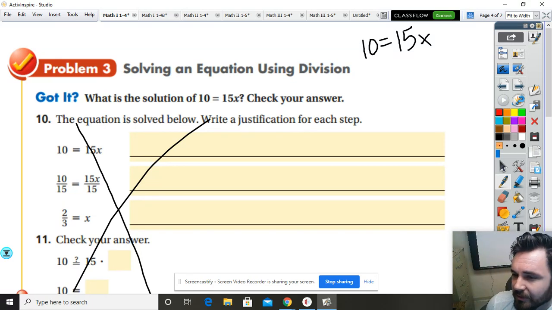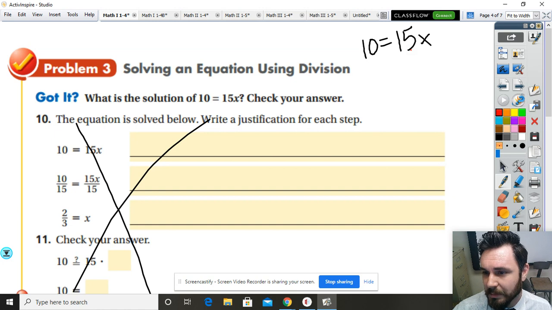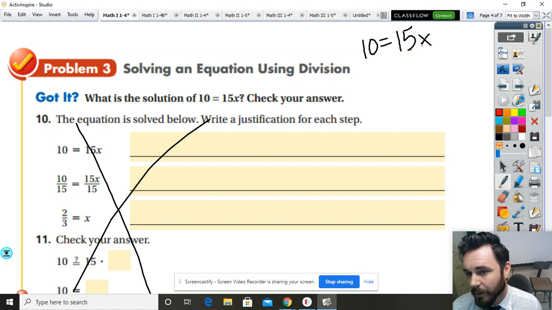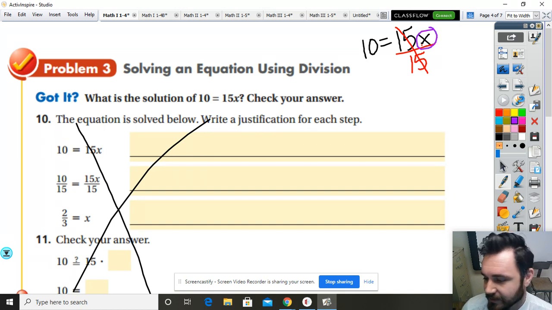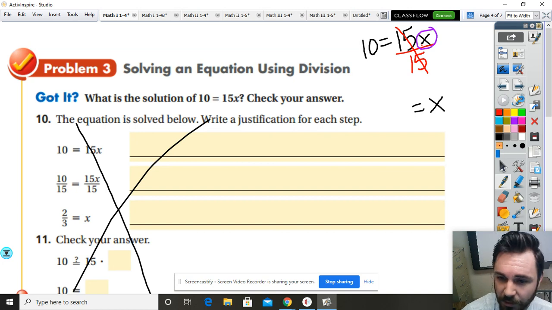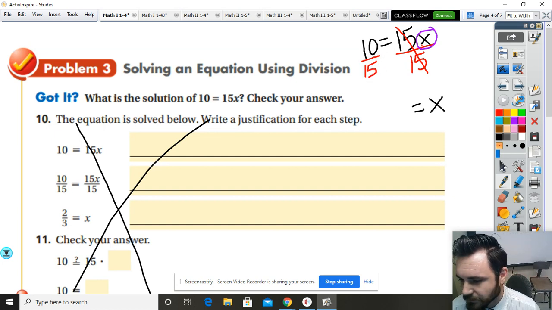x is not quite by itself because it looks like it's being multiplied by 15. Well, if it's being multiplied by 15 and I need to get rid of it, guess what we need to do? We need to divide by 15 so that these top and bottom will cancel, and I'm left with just x. I've isolated the variable, and that's it, right? I'm done. No, because what we do to one side, we always have to do to the other side.